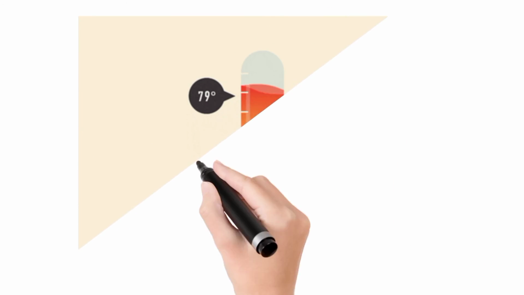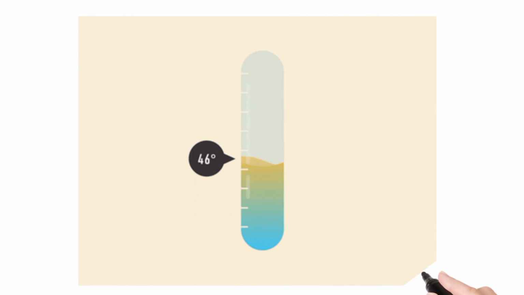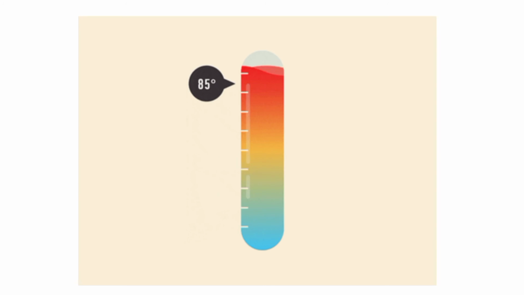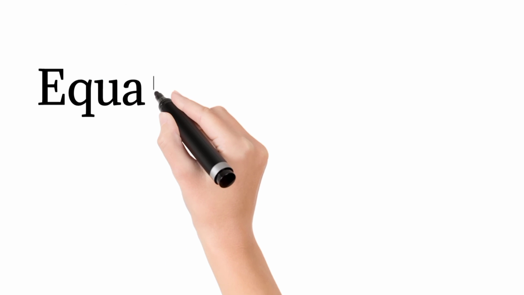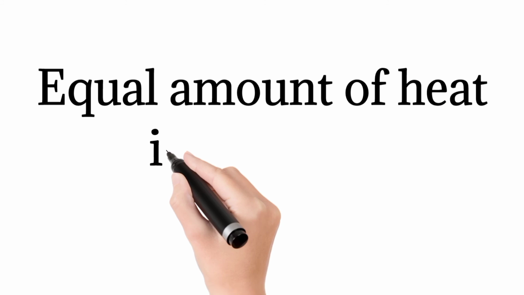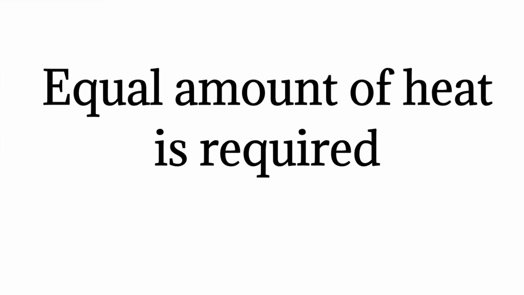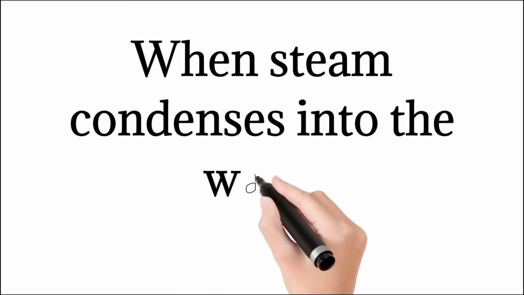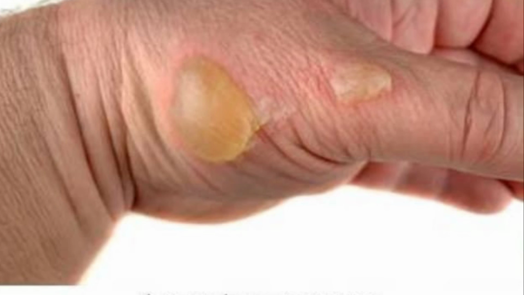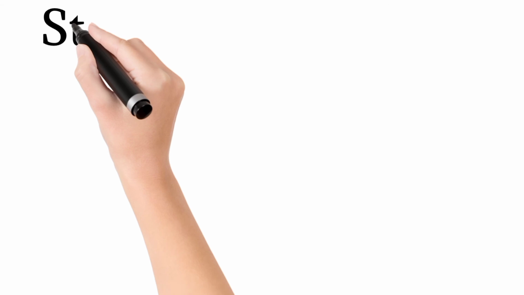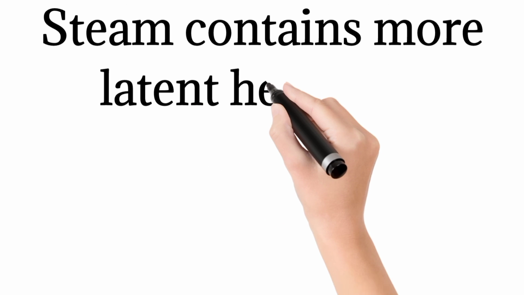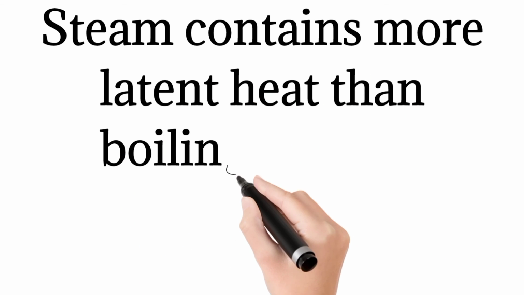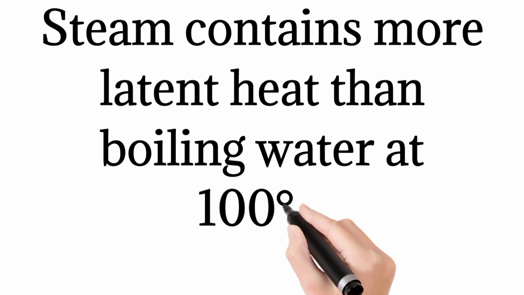Hence, no rise in temperature takes place during the boiling of water. When water changes into steam, it absorbs latent heat. But when steam condenses to form water, an equal amount of latent heat is given out. That's why the burns caused by steam are much more severe than those caused by boiling water, though both of them are at the same temperature of 100 degrees Celsius. This is due to the fact that steam contains more heat in the form of latent heat than boiling water.